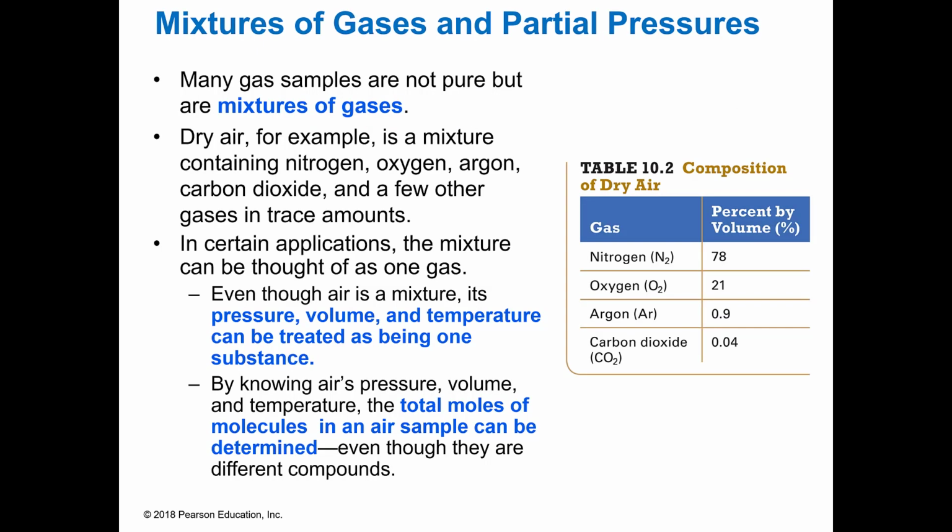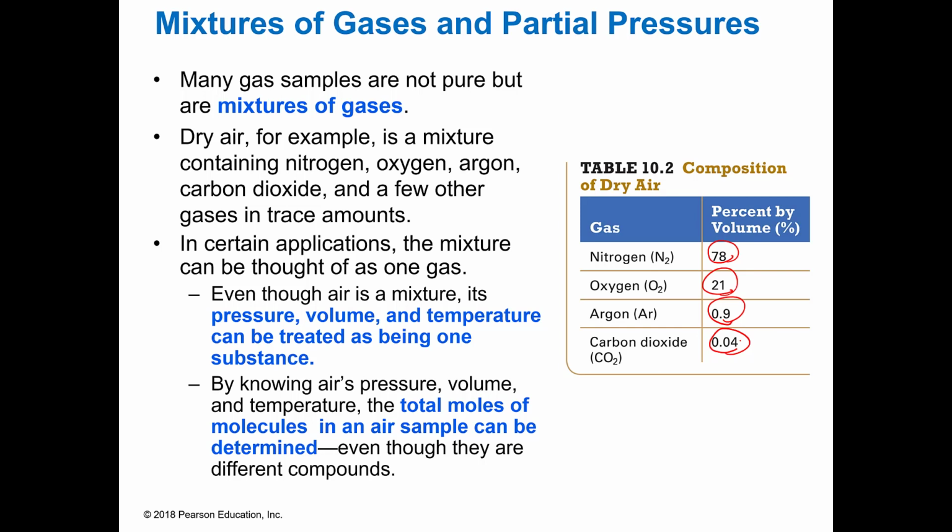Most of the time when you encounter a gas, it's not just one gas, it's a mixture of gases. For example, breathing air that's dry with no water in it is going to be 78% nitrogen, 21% oxygen, 0.9% argon, and then 0.04% carbon dioxide. There could be other things in there, but in very, very small quantities. These are by and large the largest percentages that we find in there.